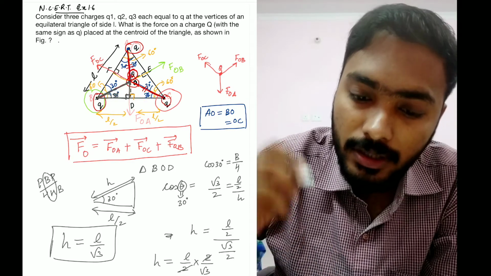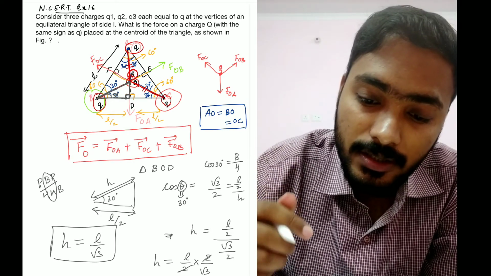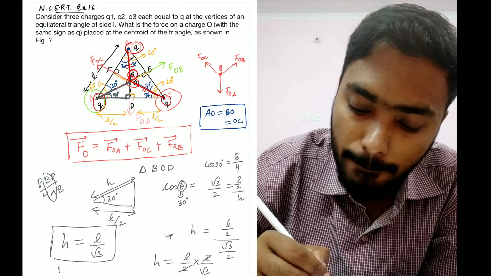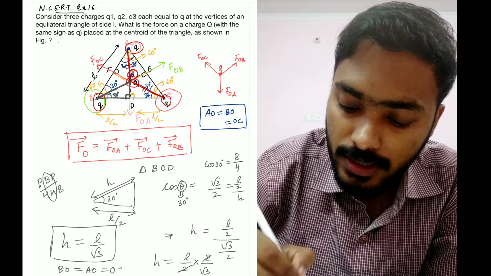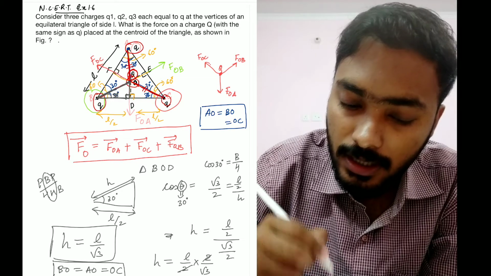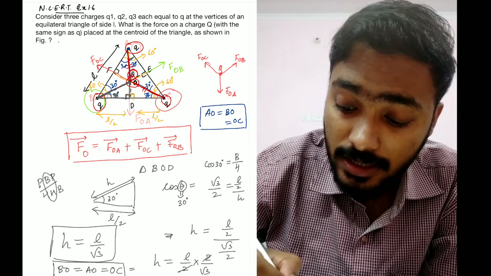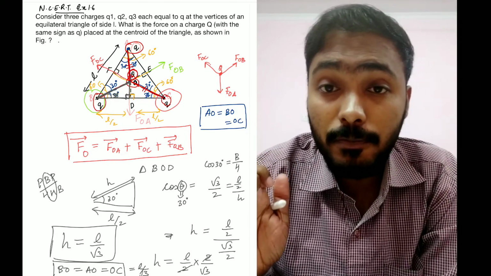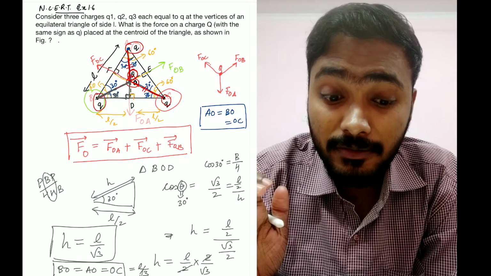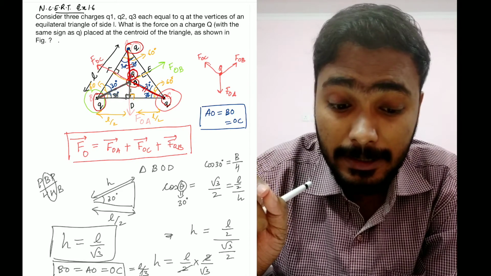Now this is very important. I got the value of the hypotenuse, or I should say I got the value of BO. Now BO is equal to AO is equal to OC, so I know the separation between these charges, which is actually coming out to be L by root 3. I hope this much is clear to everyone, right? So I got the separation here, right?